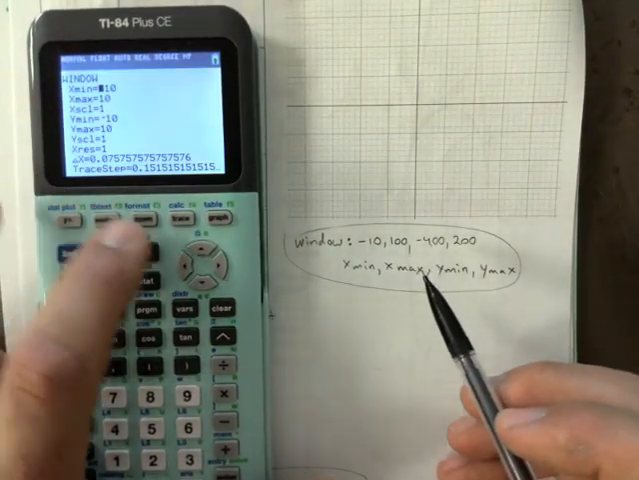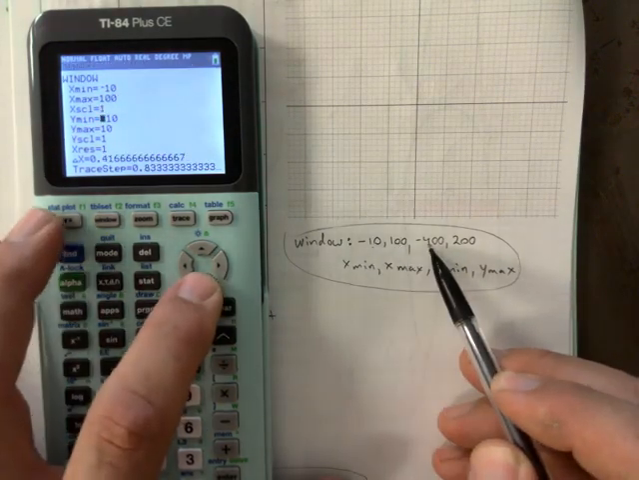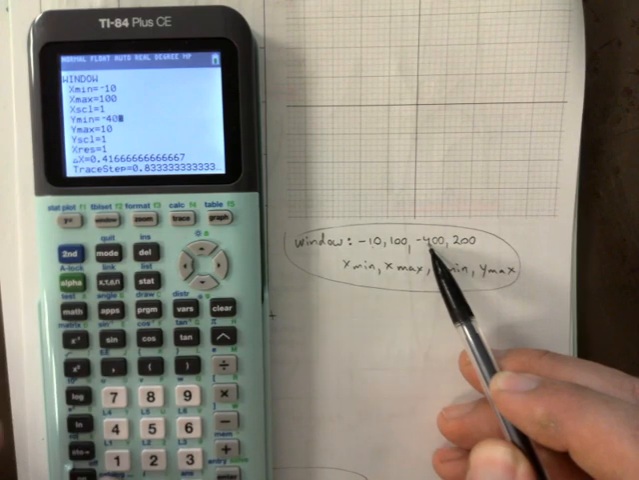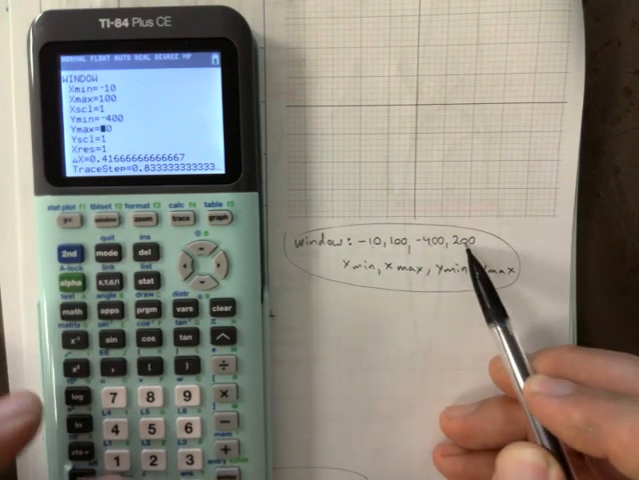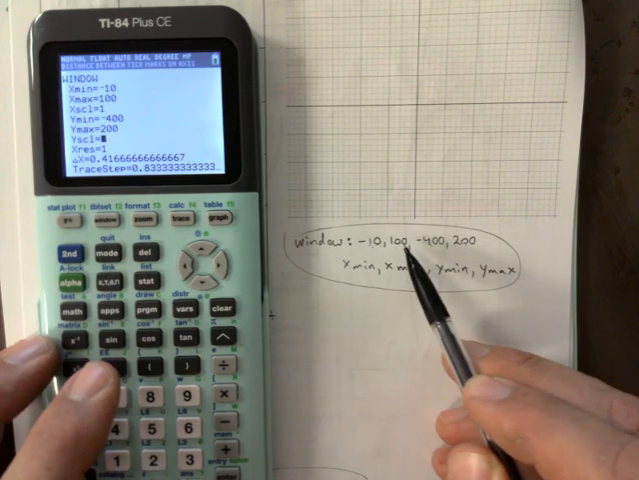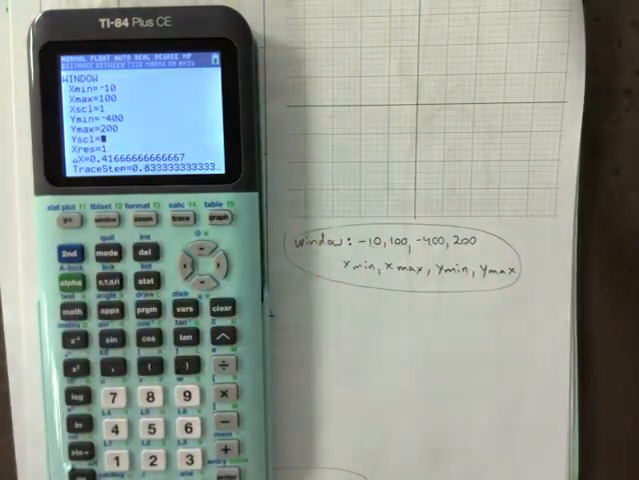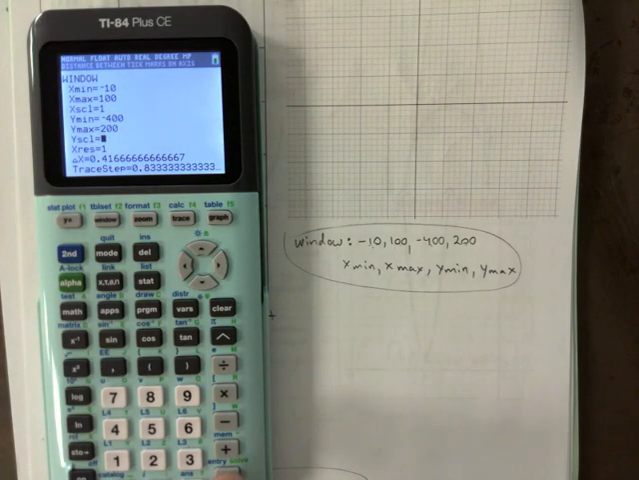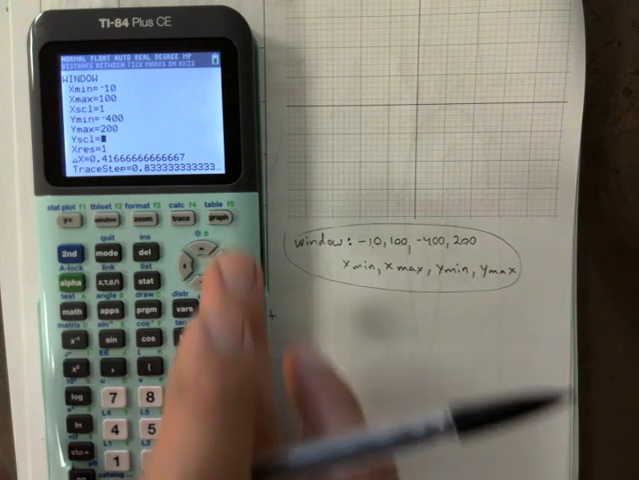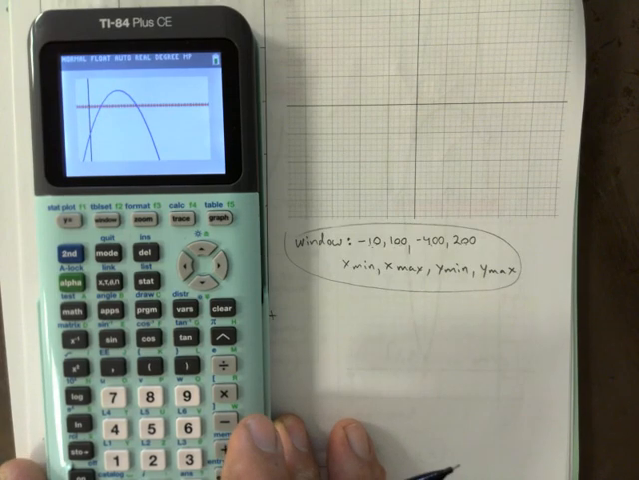So I'm going to go window, negative 10, 100. And then I went negative 400 to 200. That is the window that worked for us, right? So X-min, X-max, Y-min, Y-max. And there you have to use the negative buttons if it's a negative number. No minus. If you do minus, it will complain, okay? Hit graph. So we should all be seeing this, okay?